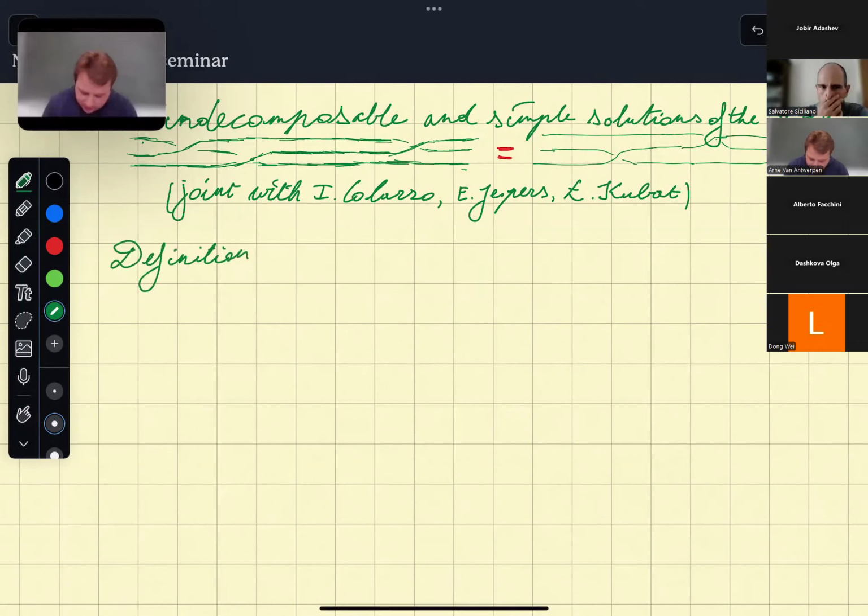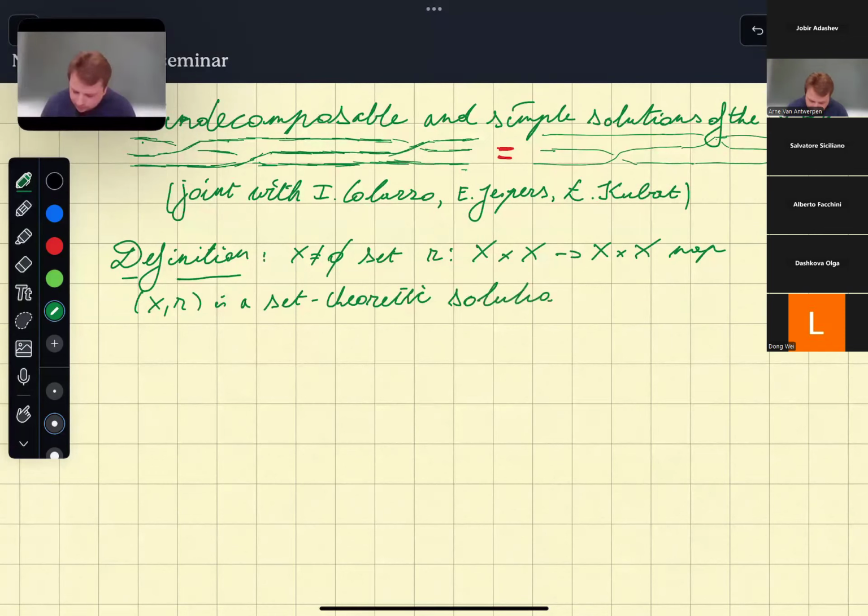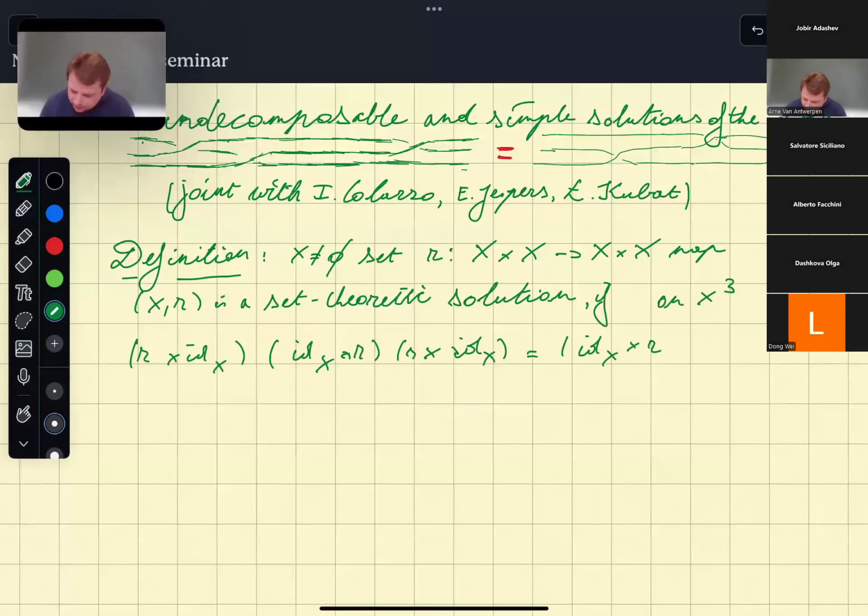Most people will probably have already seen that. So we say that X is a non-empty set, and we take R, a map from X times X to X times X. Then we say that the tuple (X, R) is a set-theoretic solution if (R times the identity on X)(identity on X times R)(R times the identity on X) is equal to (identity on X times R)(R times the identity on X)(identity on X times R), so that is an equation on the set X to the third.